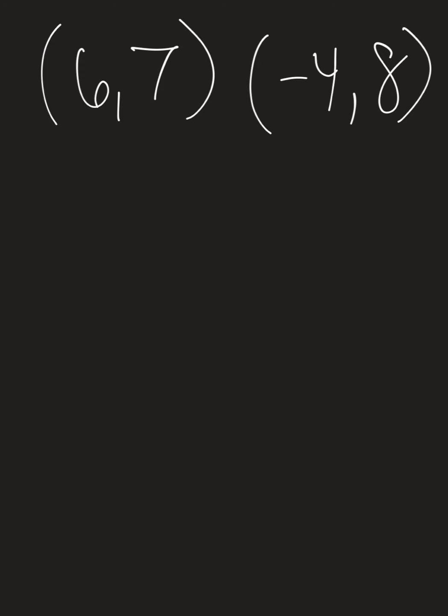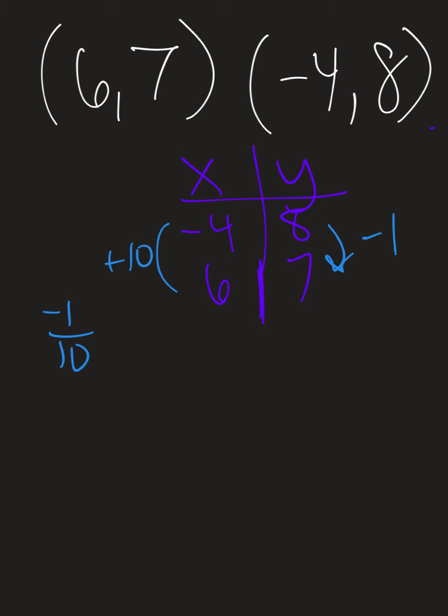One last example, creating a table with 2 points or using the slope formula. I'm going to start off with my table, and then I will show you the formula. So I have negative 4, 8, and I have 6, 7. And then I go from 8 to 7, that's minus 1. From negative 4 to 6 is plus 10. So I get negative 1/10 as my rate of change.